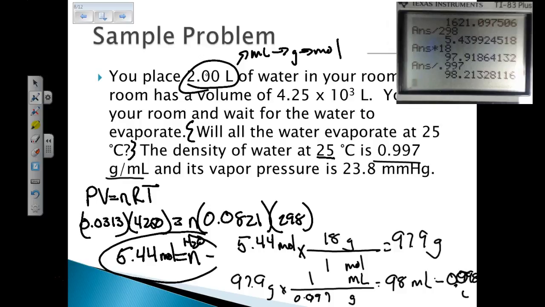So are we going to fill the whole room with water vapor? Absolutely. There's plenty there to do that. So that is your sample problem on how to apply vapor pressure and what it means.